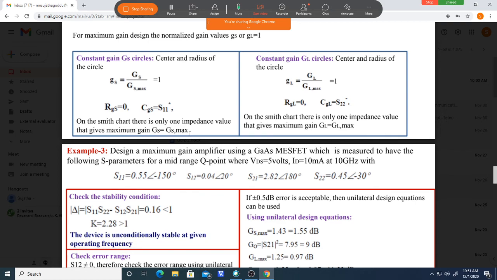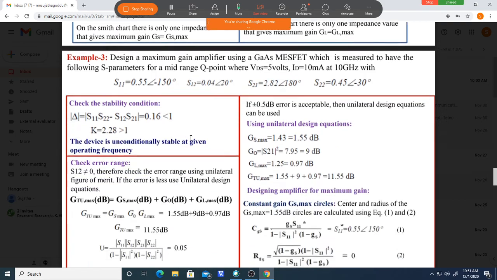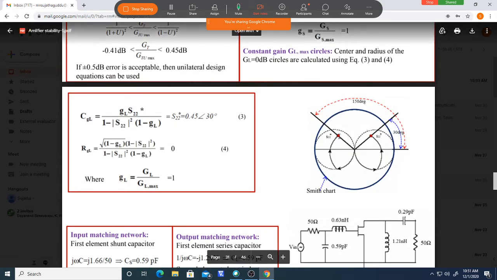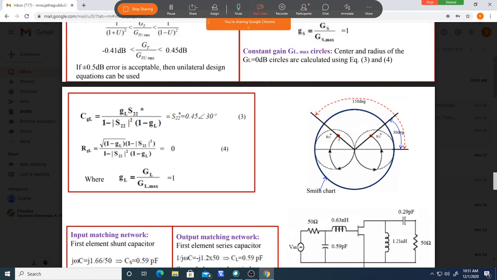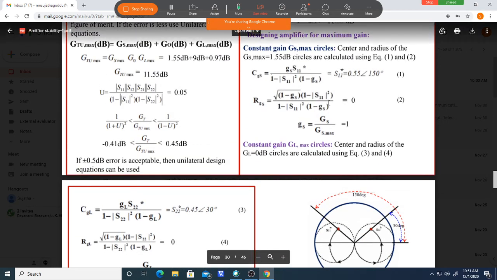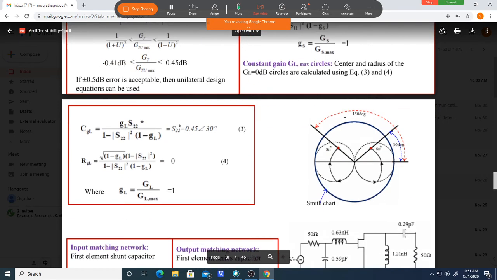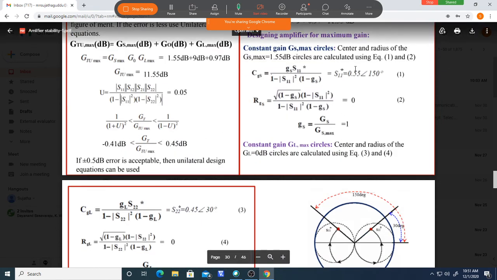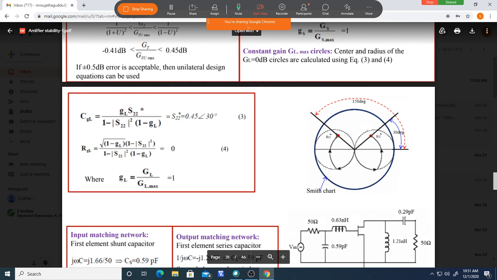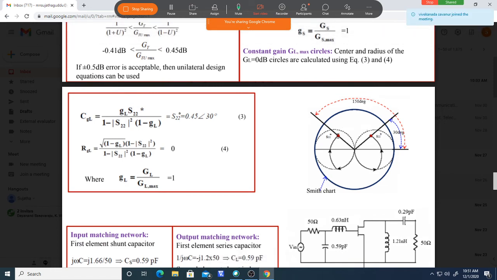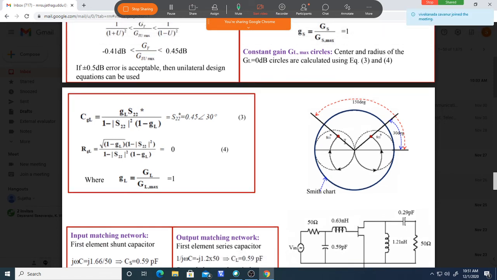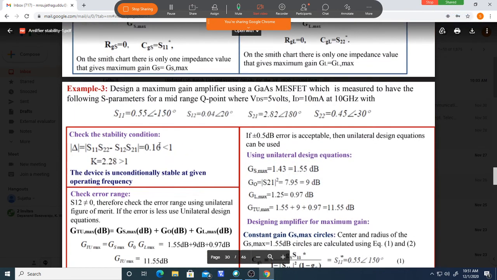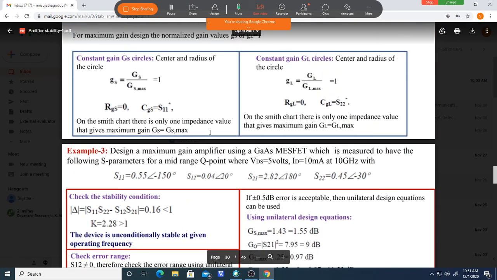GS is equal to GS maximum. So this point here is the input gain circle's center, whatever S11 complex conjugate is. See here, S11 complex conjugate, that is this point. So only this S11 complex conjugate you mark on the Smith chart. Whatever that value is, you should take that, as only that gives the maximum gain.